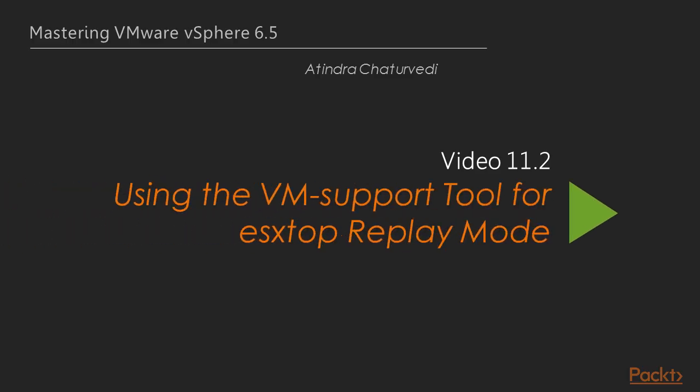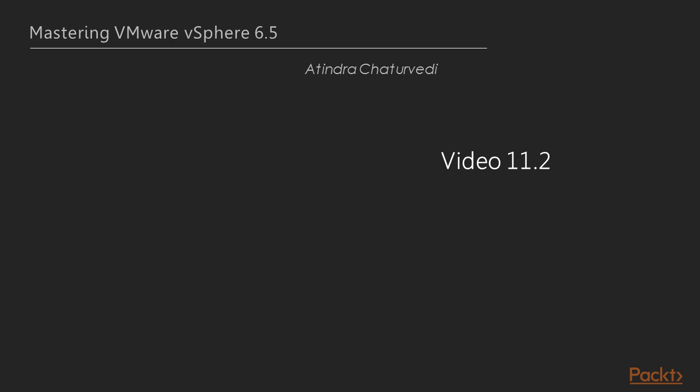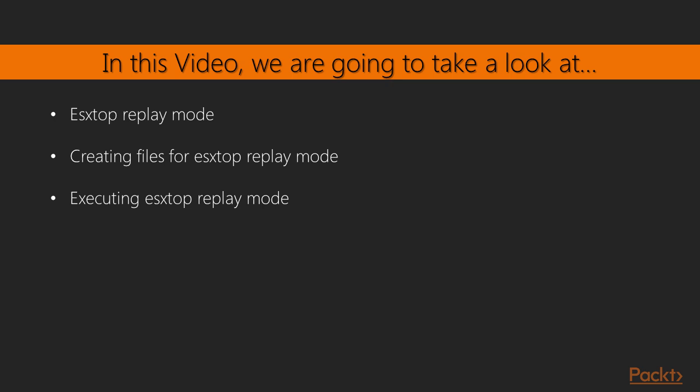In the previous video, we covered using the VM support tool to create the support bundle that can be used for troubleshooting purposes. In this video, we will look at using the VM support tool to support the ESX replay mode. We will also go through the process of showing you how VM support is used to create the files, and then these files have to be processed so that they are ready for esxtop replay mode. And then at the end of the lab, we will go through the whole process of executing the esxtop replay mode using as input the set of files that were just created.